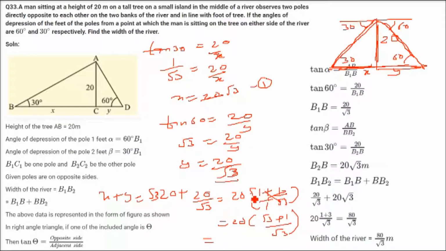So this is root 3 plus 1 by root 3. So root 3 times root 3 is 3, right? And this is 1 by root 3. So 3 plus 1 is 4. 4 into 20 by root 3. So this is 80 by root 3. So this is the answer.